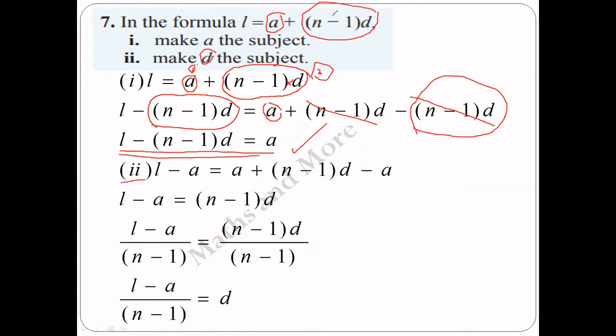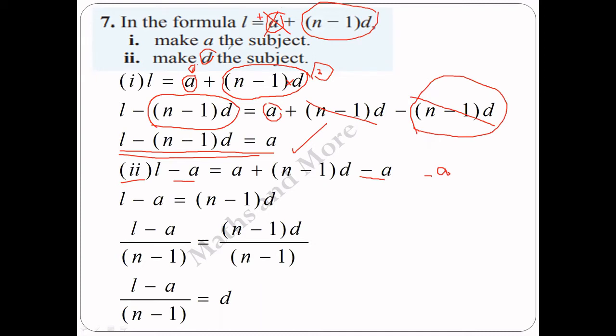So what is the unwanted term here? In the right hand side, there are two terms, A and this one. From these two terms, the unwanted term is A. So how to remove A? A is added to this term. So plus A. To remove that plus A, the inverse operation is subtracting A. Put minus A to both left and right.